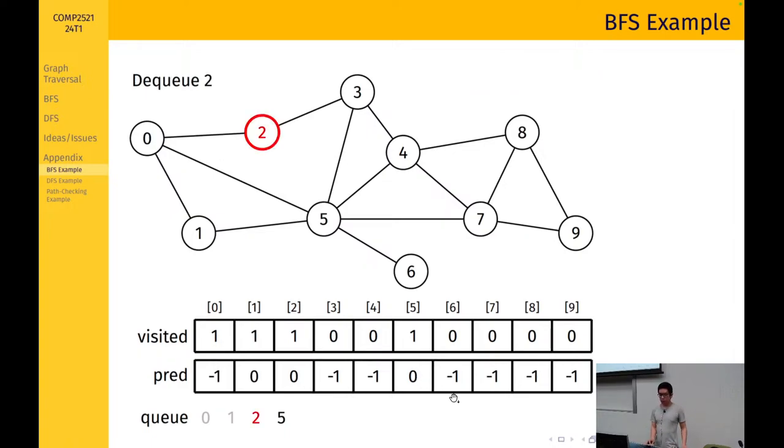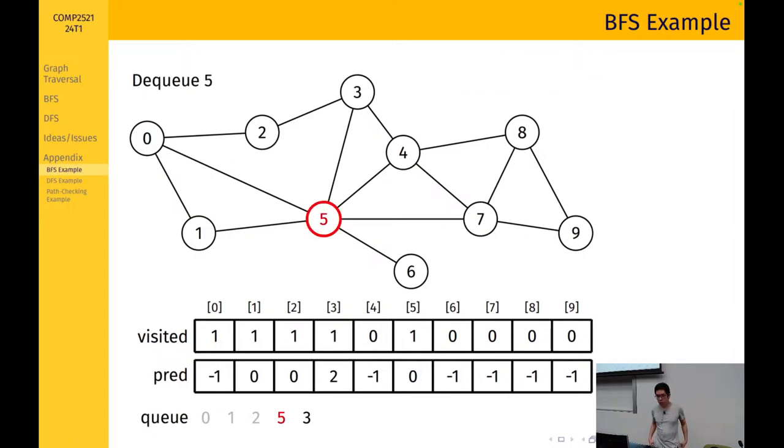Next, we dequeue 2. Now 2 has neighbors 0 and 3. We haven't explored 3 yet, but we have already explored 0, so we skip 0. With 3, we mark 3 as visited, set its predecessor to 2, because 2 is the vertex that we are currently at, and we add 3 to our queue. Now we're done with exploring 2.